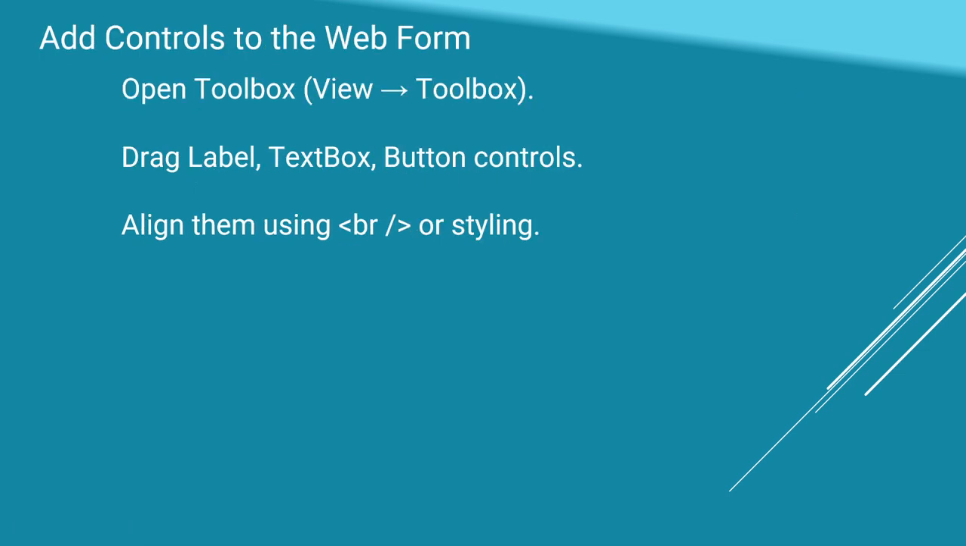Now it is time to add controls. Open the toolbox from the left pane or go to View, Toolbox. Locate common controls like label, text box and button and drag them onto the form. Use BR tag to space them out or apply CSS styles later for better alignment.